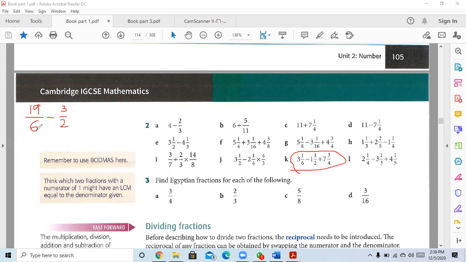So I just try to make the denominator same. So here is 6, here is 2. 2 how many times equal to 6? That is equal to 3. The same number I multiply here. Okay, so that is equal to 19 by 6 minus 9 by 6. Okay, denominator is same, so I just write it one time because 2 multiplied by 3 is 6, here 6 here, so I write 6 one time.